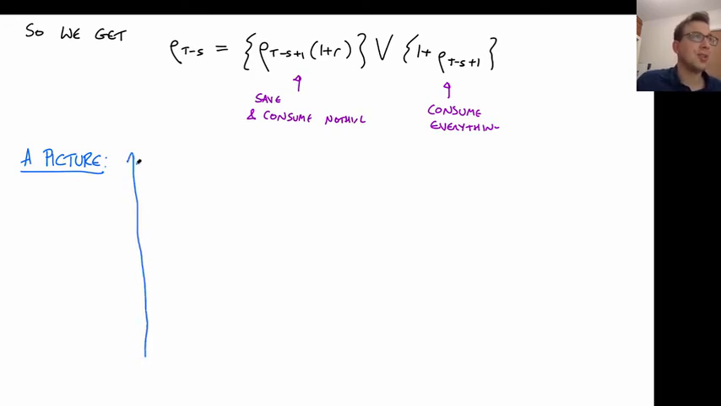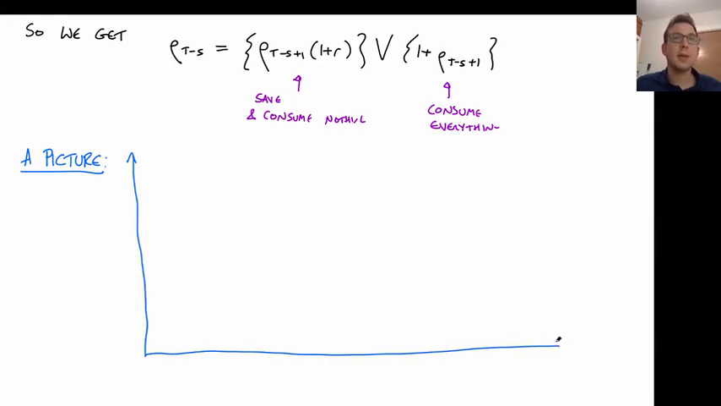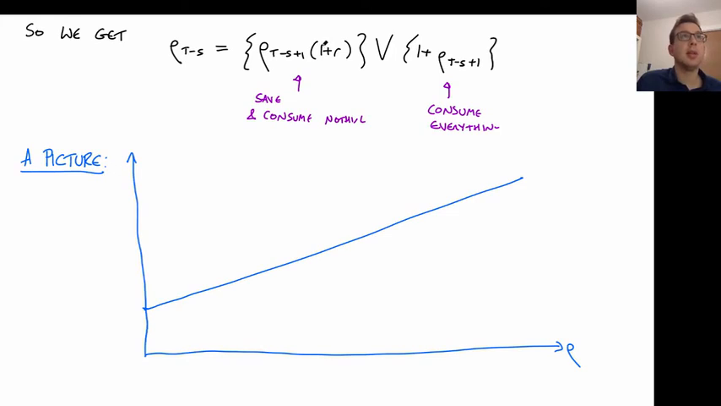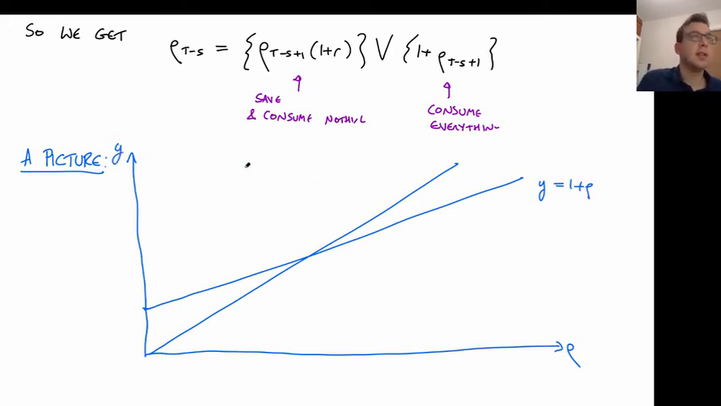I'm not very good at drawing, so apologies. So here, let's have rho, and then notice we can draw the 2 lines corresponding to these as a function of rho. Okay, so we've got a line that's 1 plus rho, and then we've got a line that starts at 0 and then goes up at slope 1 plus r. Okay, so this is the line y equals 1 plus rho, if this is the y-axis, and this is the line, I'll keep it going, y equals rho times (1 plus r).